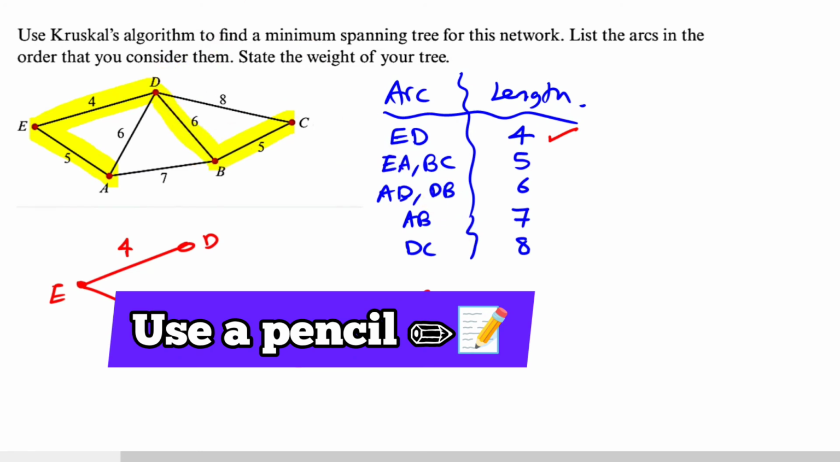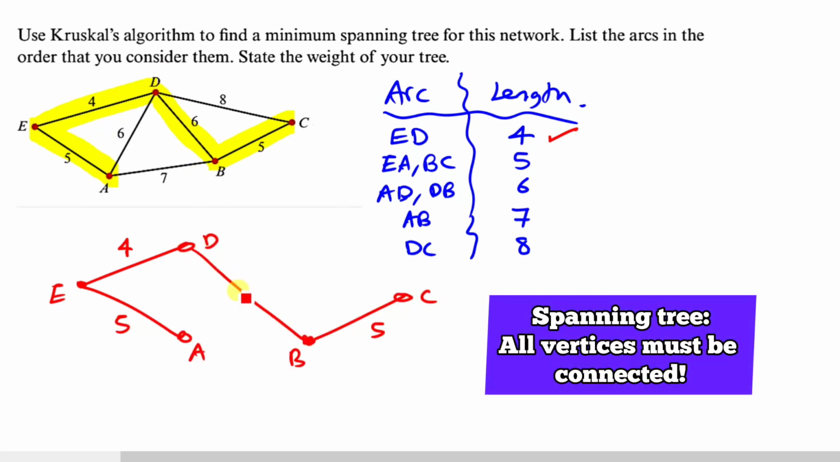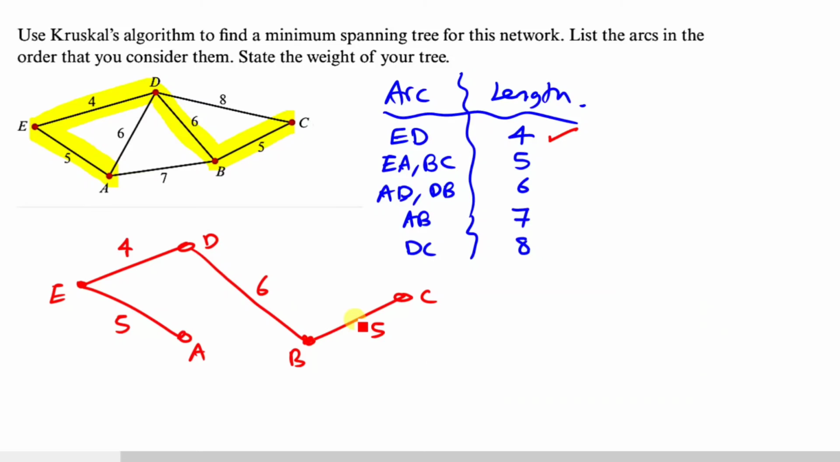And there we have it, guys. We literally have an entire tree. A tree just means it's connected at every point. Yeah, and that covers everything. We covered every single point, and we found a minimum spanning tree.